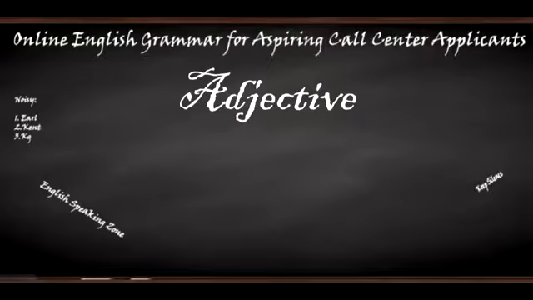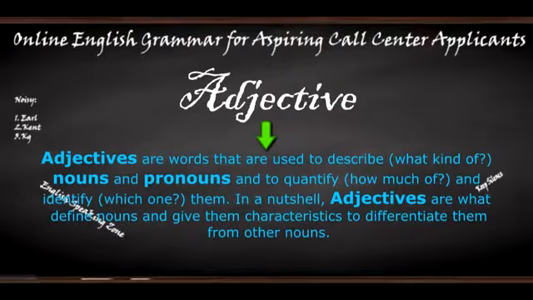Adjectives. Adjectives are words that are used to describe nouns and pronouns and to quantify and identify them. In a nutshell, adjectives are what define nouns and give them characteristics to differentiate them from other nouns.